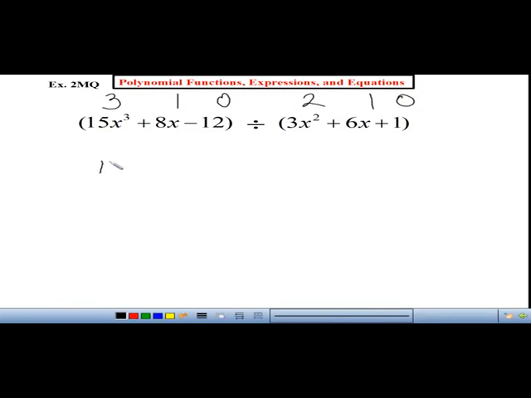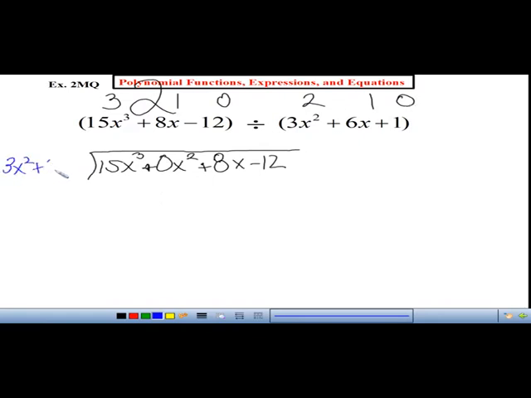15x cubed plus 0x squared plus 8x minus 12. Thank you. And that's true, because which power is missing here, guys? The second power. That's where we need to include it as a 0 for the placement. Our divisor, since it is in standard form, I'm going to leave it as is, 3x squared plus 6x plus 1.